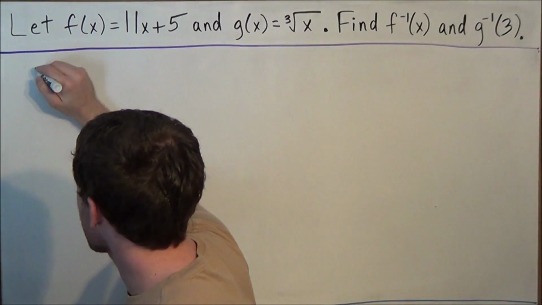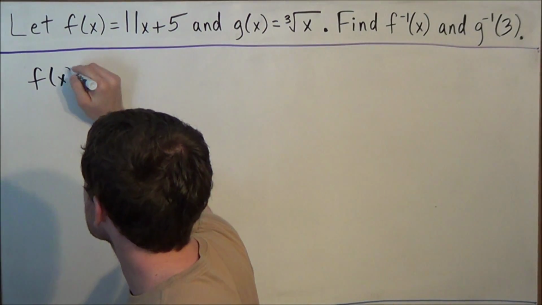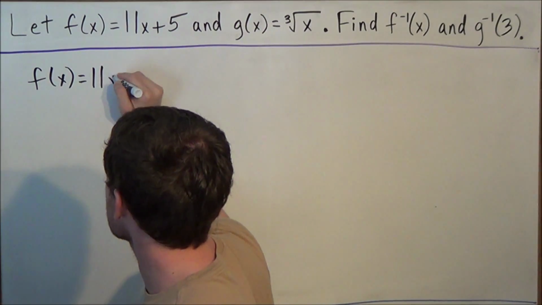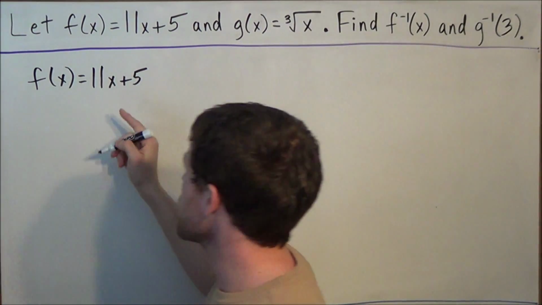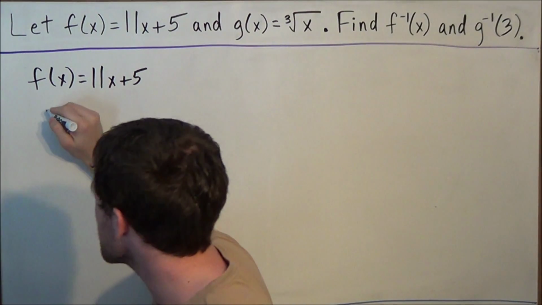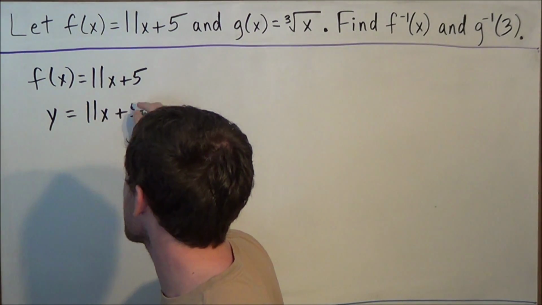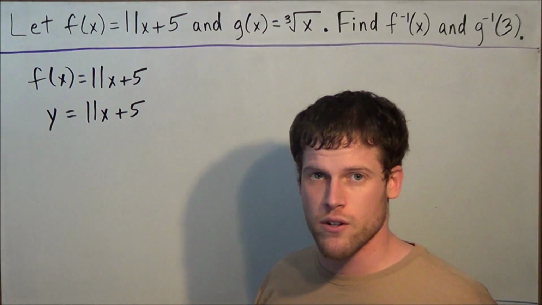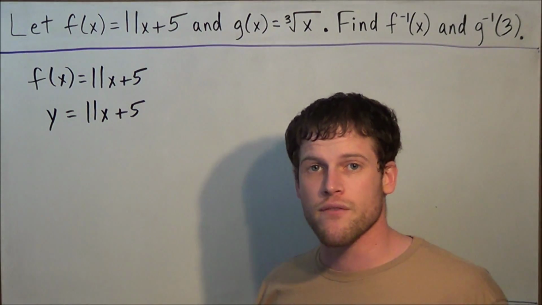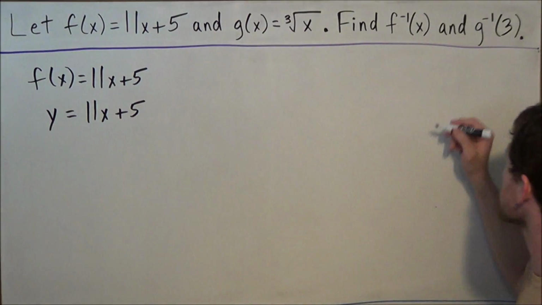When we start off with f of x equals 11x plus 5, the first thing we could do is think of this as y equals 11x plus 5. All we're doing is just changing it from f of x to y notation. And now to find the inverse function, here are the two steps.